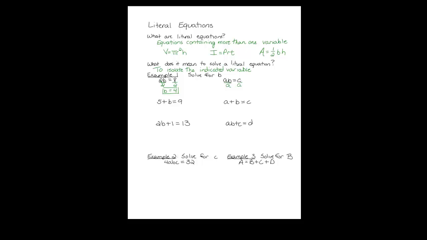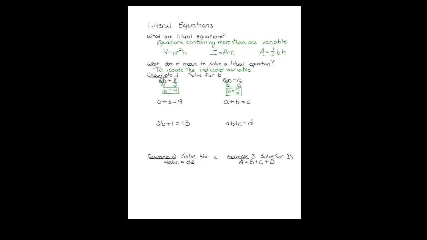Now the next step is to simplify. Here the a's cancel and leave us with 1b, or just b, equals. Now over here on the right, you can try to reduce it, but there's really nothing you can do to simplify this. So our answer is going to be c over a. And that is as simplified as we can get for this problem.